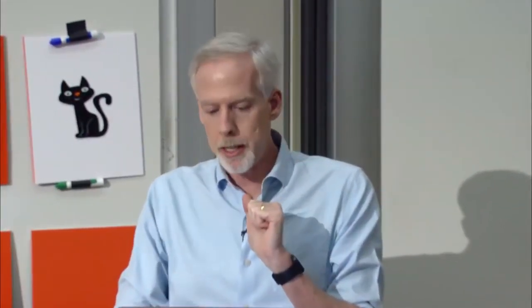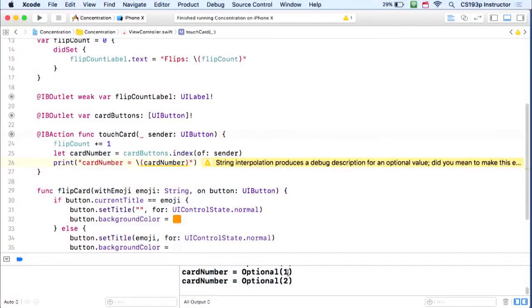So this index method is returning whether or not it could find that button in there by returning set or not set. And if it does find it, it also gives you the associated data of the int. That's what you're seeing down here. It's printing out, when we print card number, it says this is an optional, it's in the set case, and the associated value is an int. Got that?